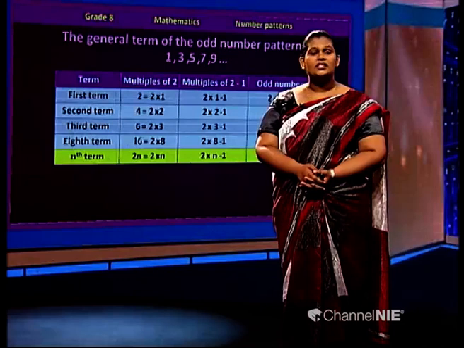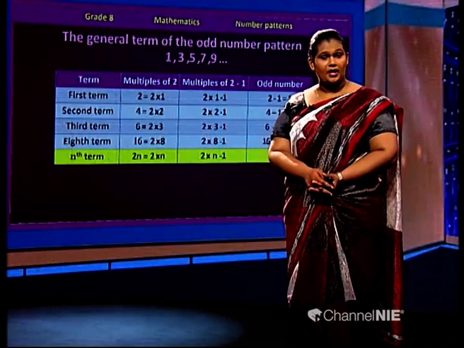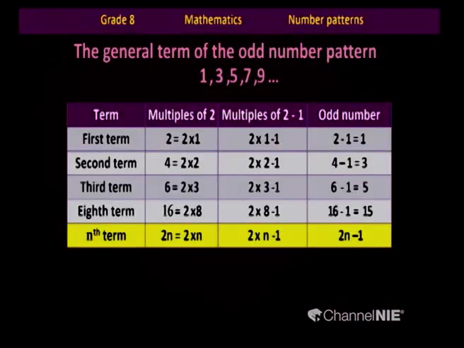So, we will check for the third term. The number of the term is 3 multiplied by 2 means 3 into 2, 6. Subtracting 1 from that means 6 minus 1 equals 5. We got the value of the third term also correctly using this method. So, we will check for the 8th term now. Now, the number of the term is 8 multiplied by 2 means 8 multiplied by 2, 16. Subtracting 1 from that means 16 minus 1 is 15.